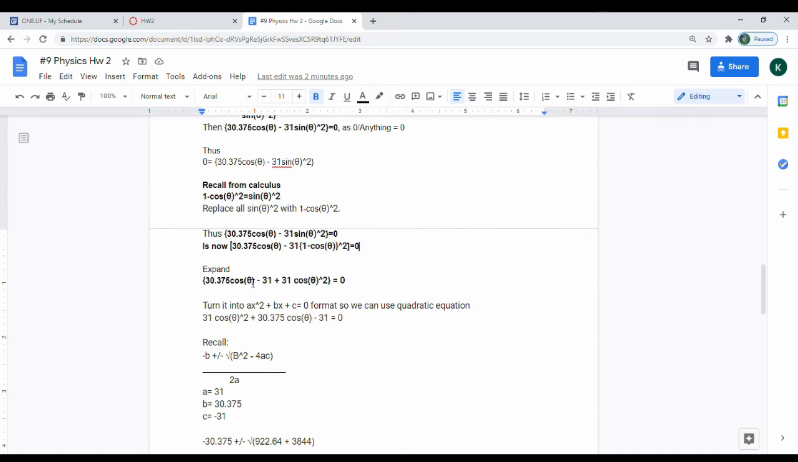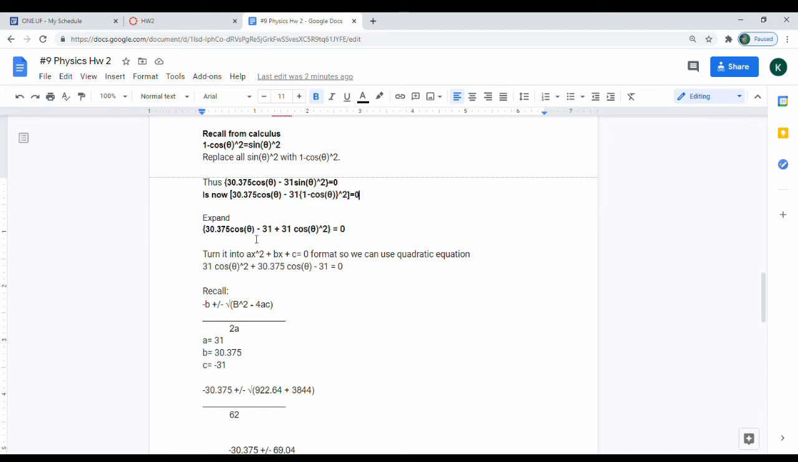So then I expand it. This stays the same. The minus 31 goes with this 1. 31 times 1 is just 31. And then 31 cosine squared. The reason why this is plus here is because of this minus sign right here. So this negative turns into a positive. 31 cosine theta squared equals 0.